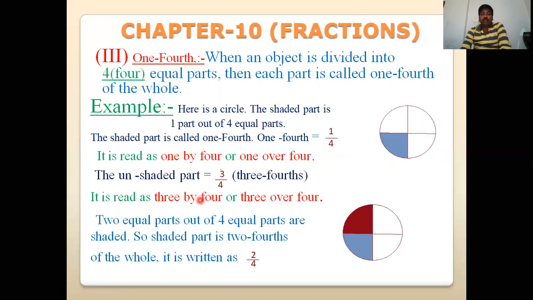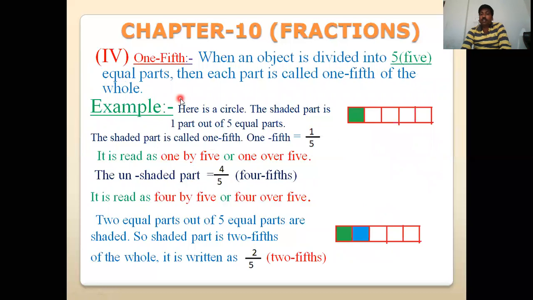Now here is another example. This circle is divided into four parts, 1, 2, 3, and 4, and two parts are colored. If we want to write the portion that is the shaded part, we write 2 by 4. 2 is the number of shaded parts, and 4 is the total number of parts. Okay. In this way we can write 1/4, 2/4, 3/4, and so on.